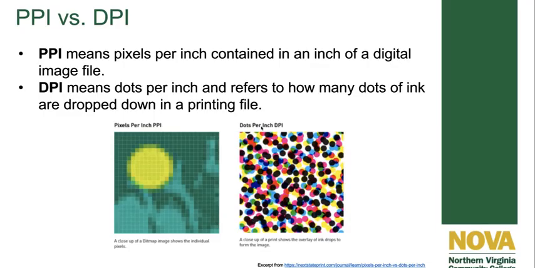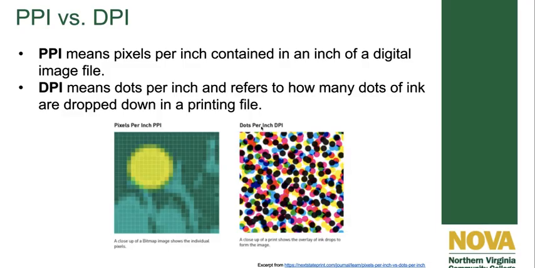So PPI, pixels per inch, is used in Photoshop, because when you're in Photoshop and you're looking at an image, the image is comprised of pixels. And so PPI means pixels per inch contained in an inch of a digital image file. Conversely, you'll also hear the term DPI, which means dots per inch. And that actually refers to how many dots of ink are dropped down when printing a file. So if you were a designer creating a publication and you send it to a printer, they will talk about dots per inch because that's how many dots of ink are put down.